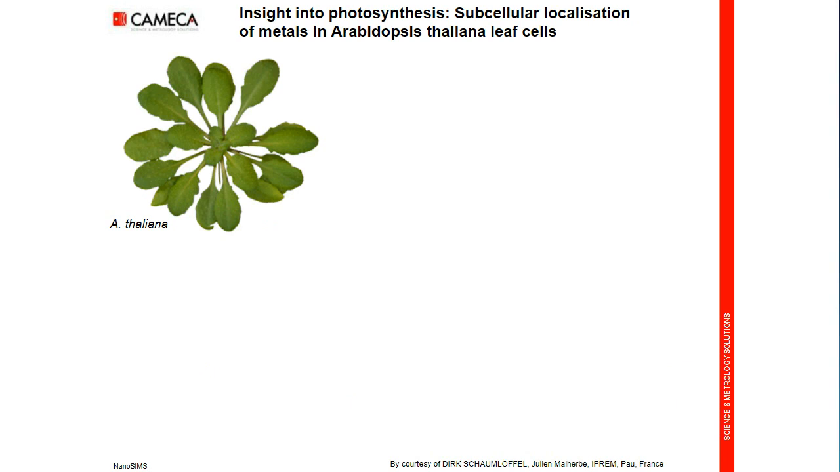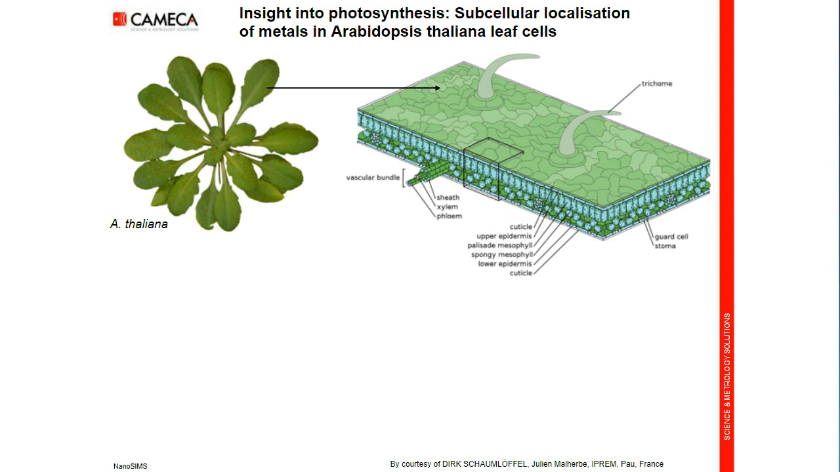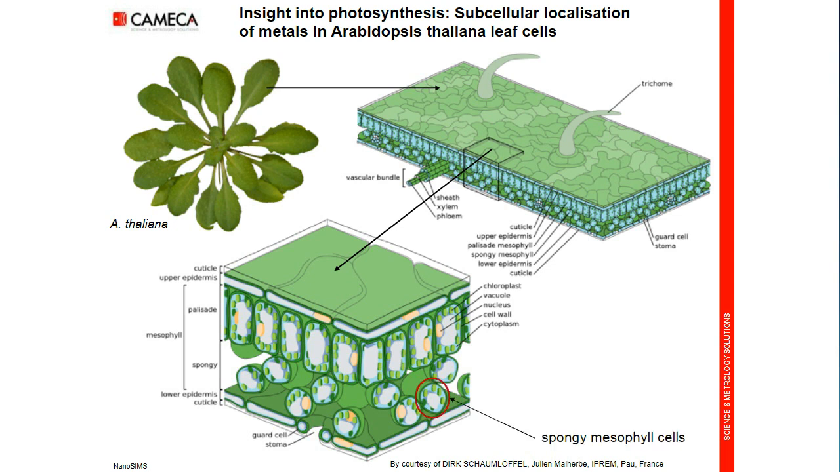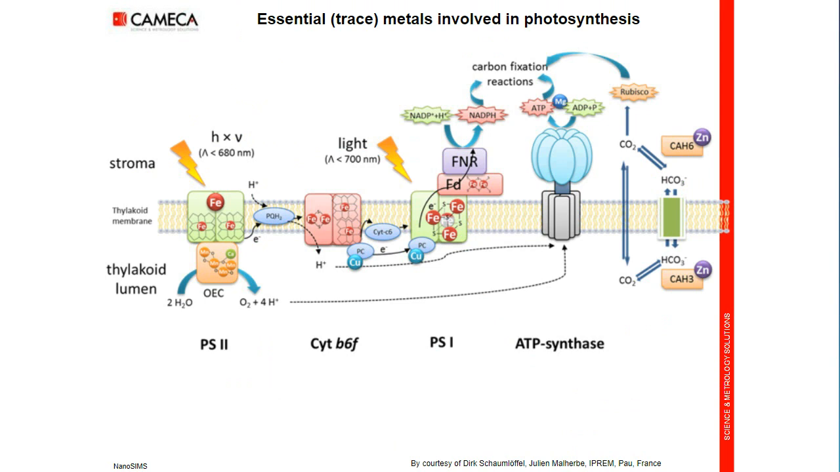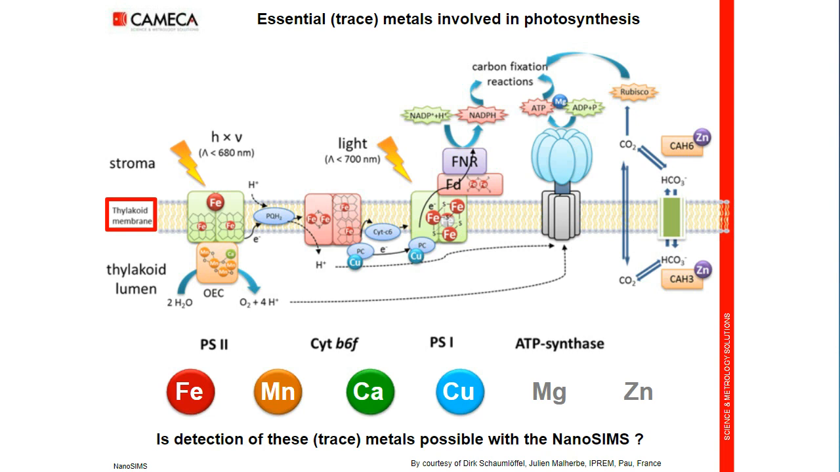So let's use now some results provided by Dr. Charles from the IPREM Pau in France. These are examples of application of the NanoSIMS in plant science to localize metals in the study of photosynthesis. Photosynthesis is done in leaves at the level of the thylakoid membrane in the chloroplast. During photosynthesis, many chemical reactions take place at the thylakoid membrane level, and they involve metals such as iron, copper, zinc, etc. So the question is: is detection of these trace metals possible with the NanoSIMS at a resolution of 50-100 nanometers?